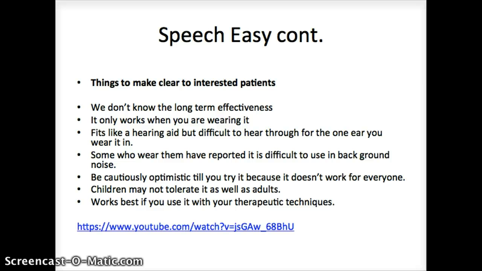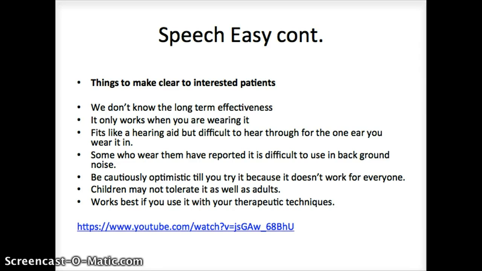Okay, so things just to make clear to interested patients: we don't know the long-term effectiveness of it. It only works when you're wearing it. It fits like a hearing aid, but it's difficult to hear through one ear when you wear it. A lot of people have reported that it picks up background noise, so they have a lot of trouble wearing it in restaurants and other noisy environments. Okay, it typically is used for adults.